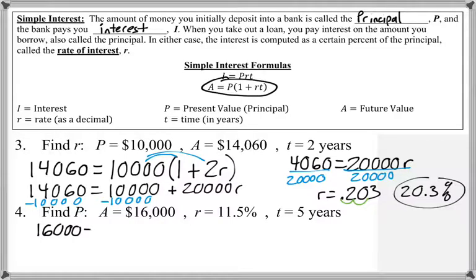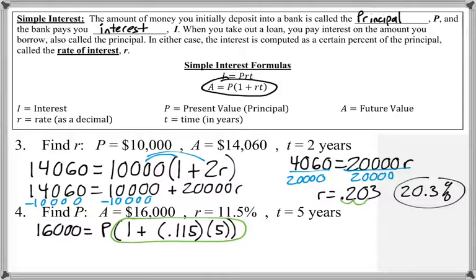So 16,000 is equal to P times (1 plus 0.115 times 5). So I want to figure out what 1 plus 0.115 times 5 is. And we get 1.575.